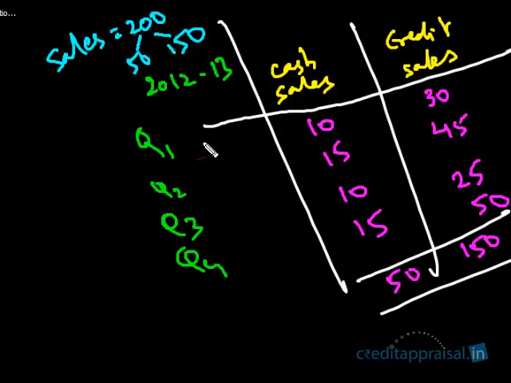And we have been given the breakup of the 4 quarters. So in the first quarter, the company has made 10 and 30 and so on. So the total we're speaking of is 50 cash sales and 150 credit sales for the year as a whole, and the individual breakup for the quarters is like this.